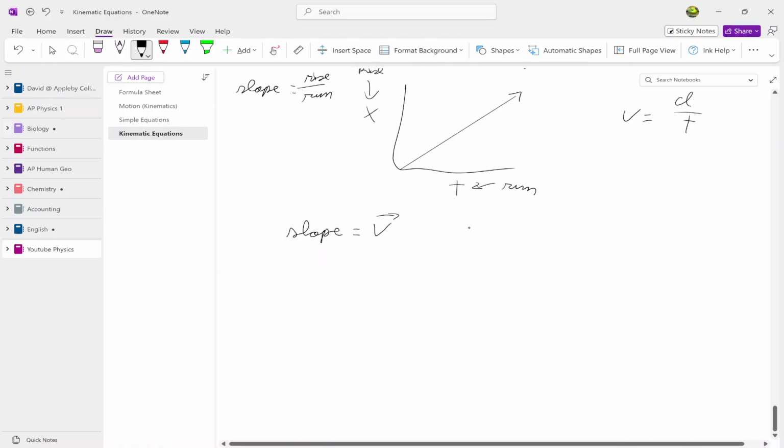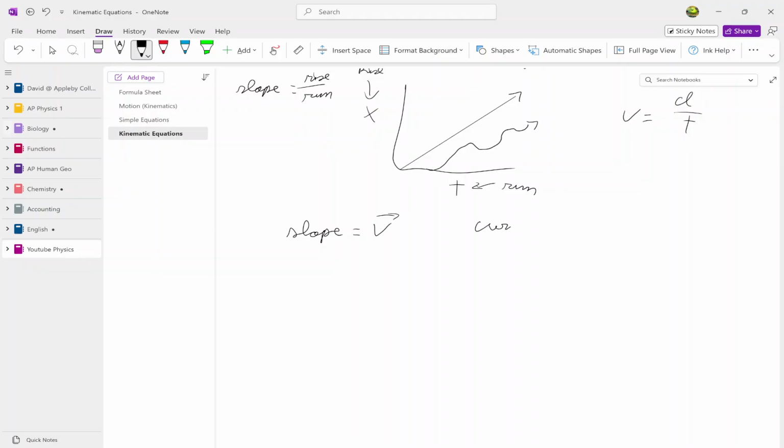And then if it's curved, so let's say the line was curved, curved slope equals acceleration. That's because the actual velocity is changing. So if the velocity is changing, there's an acceleration going on. Okay?